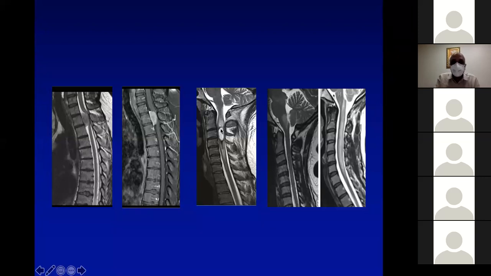So this is intramedullary, intraspinal. It is within the spinal cord and within the spinal canal. Again, a bit of pathology here in the spinal cord, which is of high signal. Over here, the entire spinal cord is of high signal.